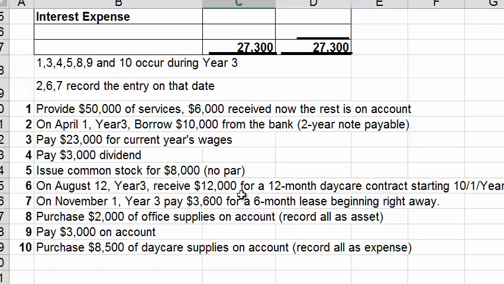and the accrual method. So the contract actually started October 1st of year 3, so they would have earned October, November, and December. 3 months of this contract would have been earned. The other 9 months would be unearned as of the end of the year.